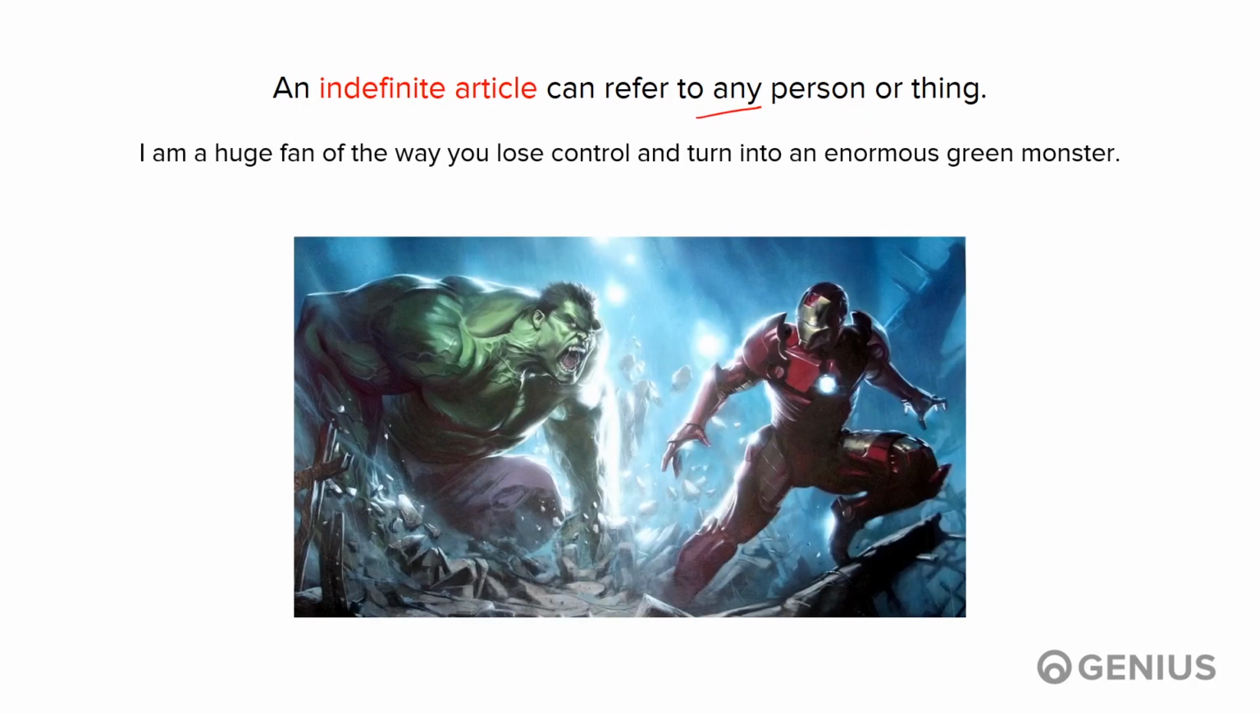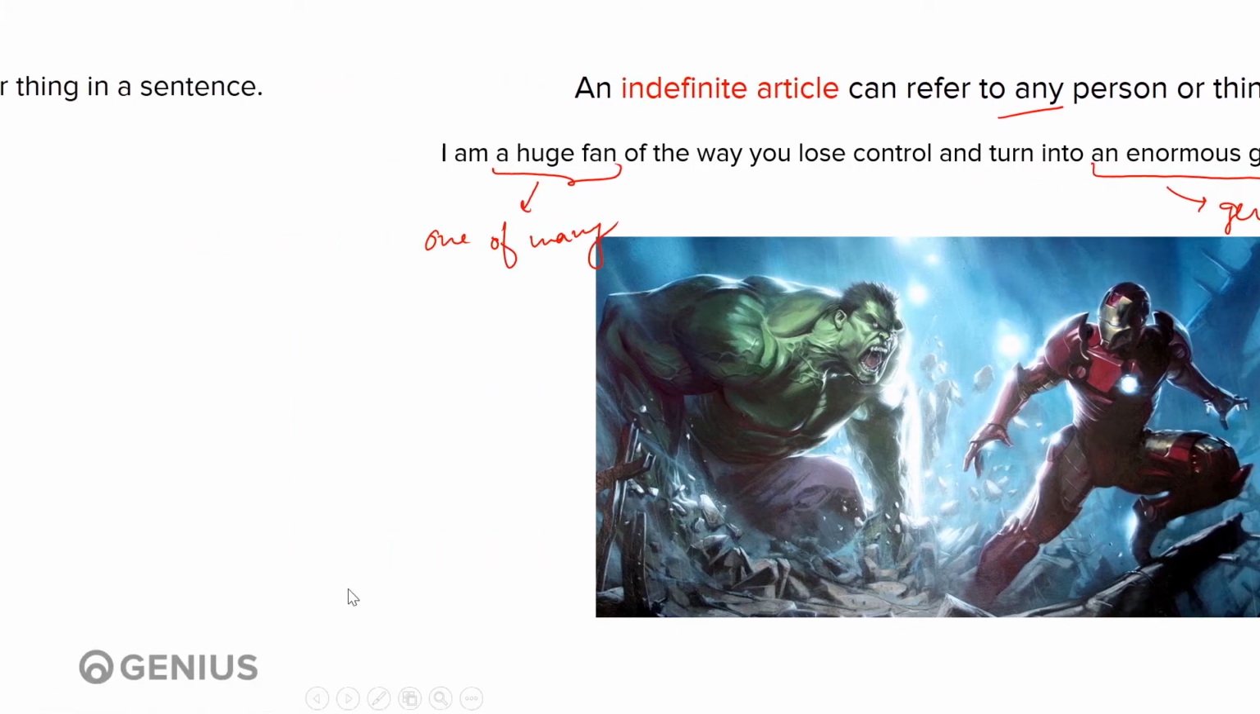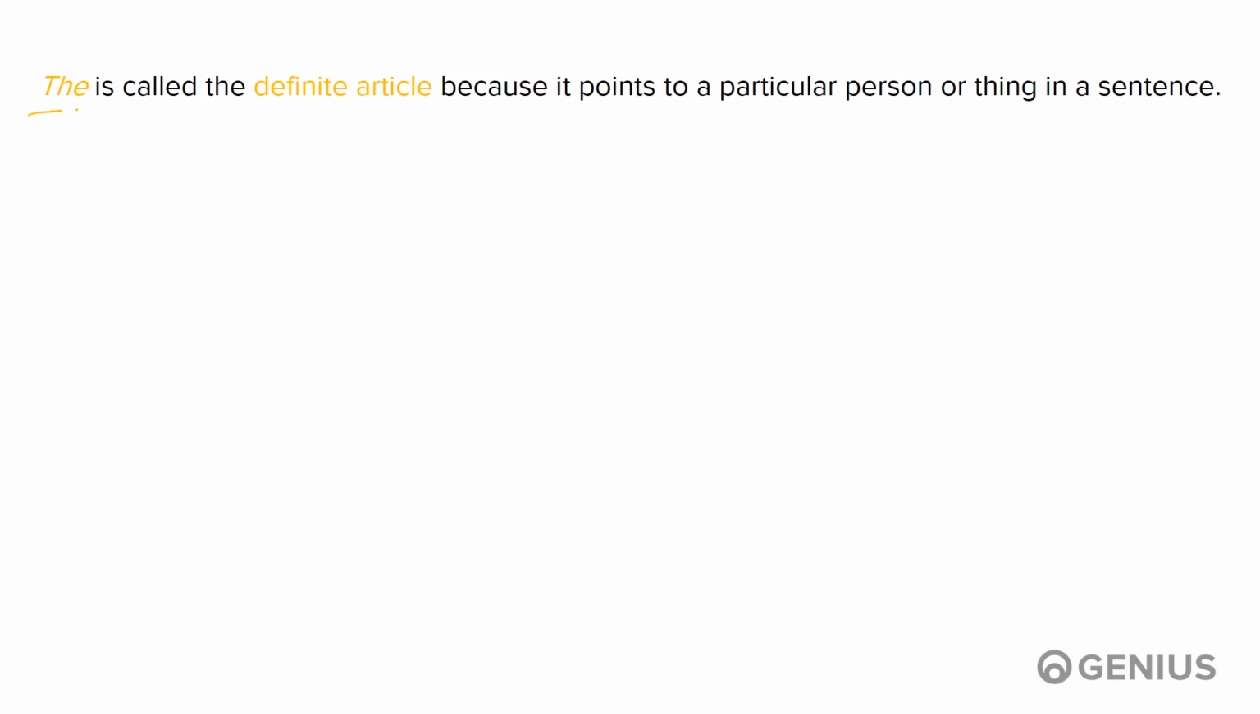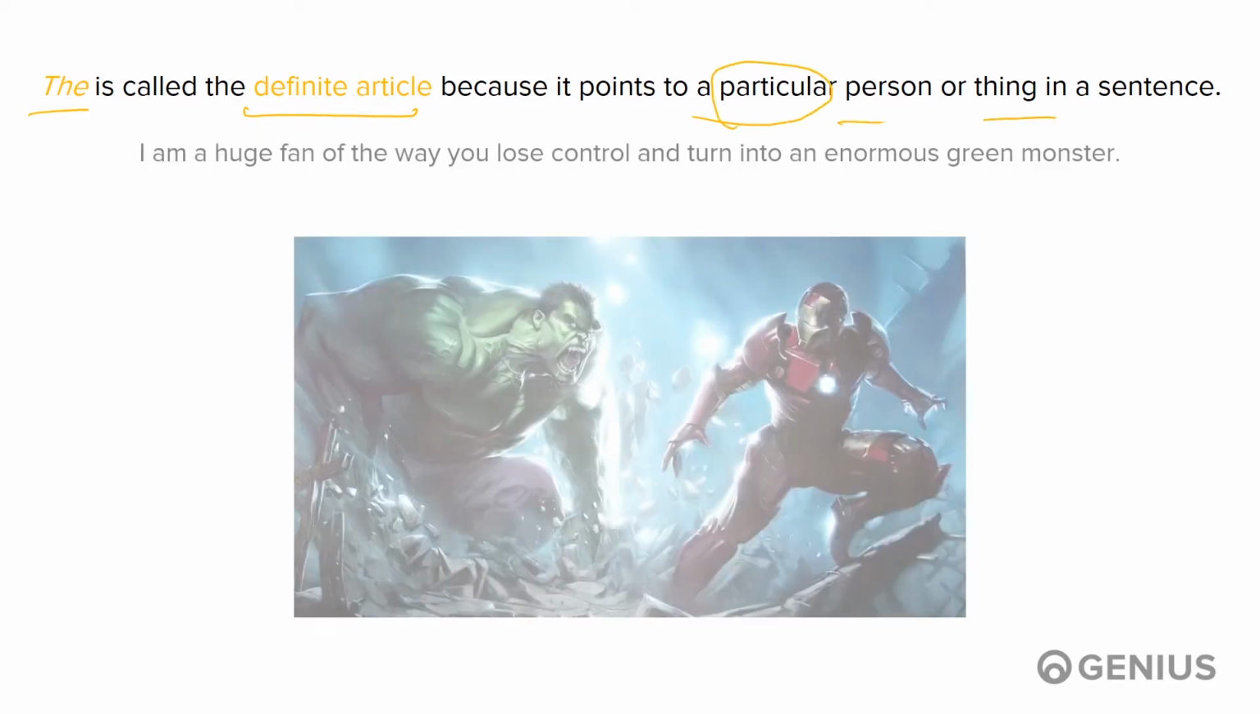Hence, when Iron Man says a huge fan, he means he could be any one of the many fans that the Hulk has. Similarly, when he says an enormous green monster, he refers to a general description, not a specific one. The is called the definite article because it points to a particular person or thing in a sentence.